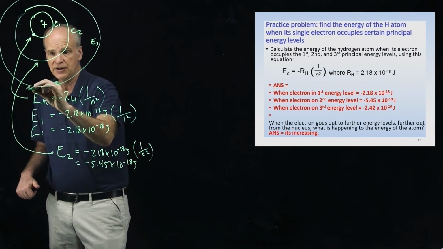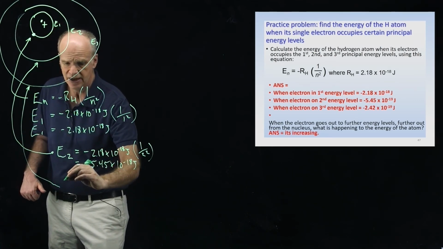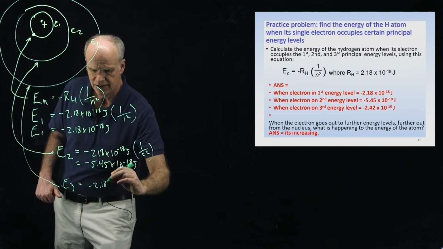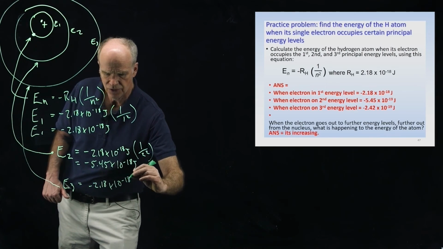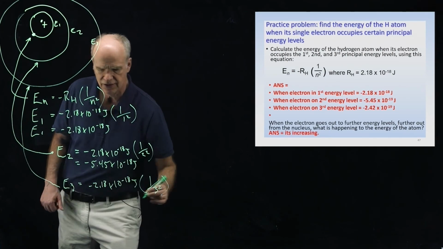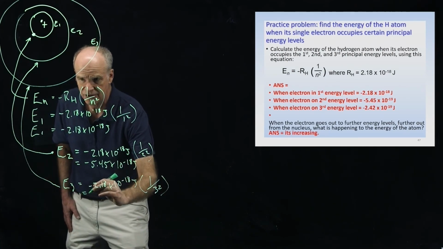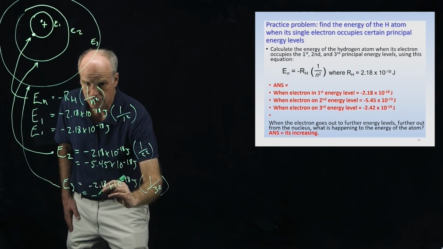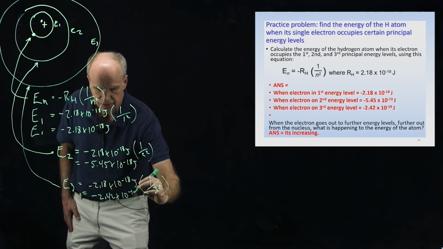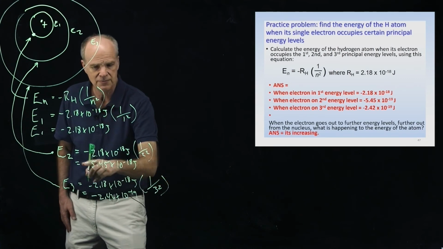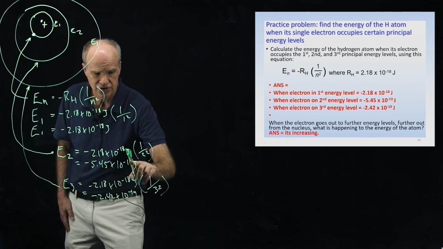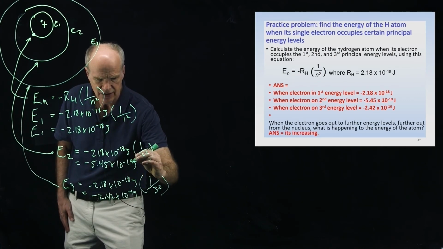And so you can calculate it for the third, and you do it in the same way. Negative 2.18 times 10 to the negative 18 joules times 1 over 3 squared. And then you can work that out. And I think I have the answer there, which is negative 2.42 times 10 to the negative 19. Whoops. So actually, going back to the energy of the electron in the second orbit, I should have changed that to negative 19. Now we're fixed.